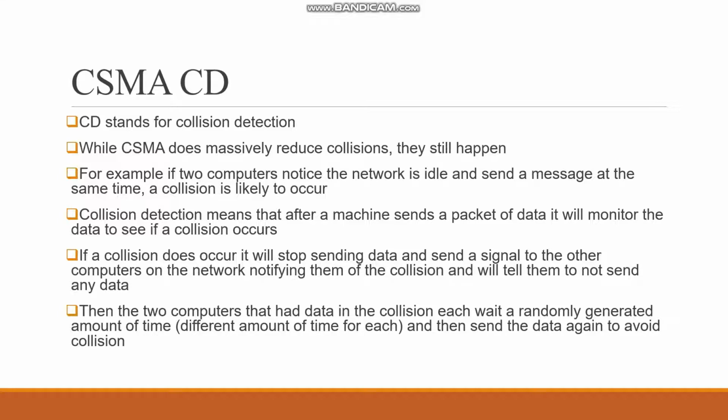If a collision does occur, it will stop sending the data and send a signal to the other computers on the network notifying them that a collision has occurred and telling them to stop sending any data. Then the two computers that had the collision each wait a randomly generated amount of time and then send the data again to avoid another collision.